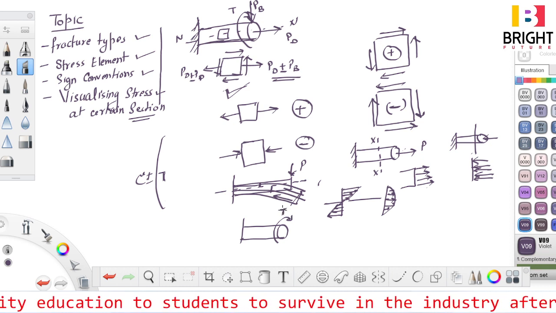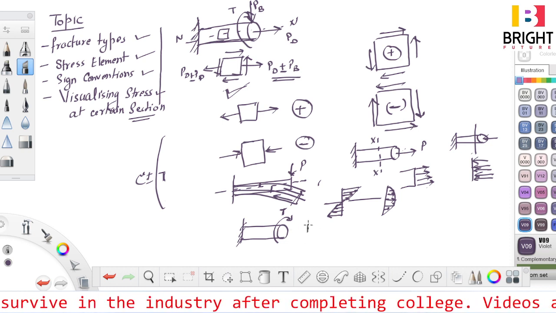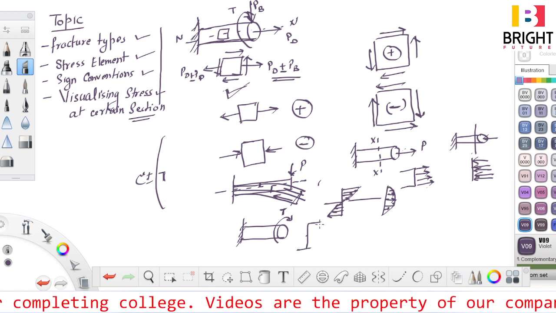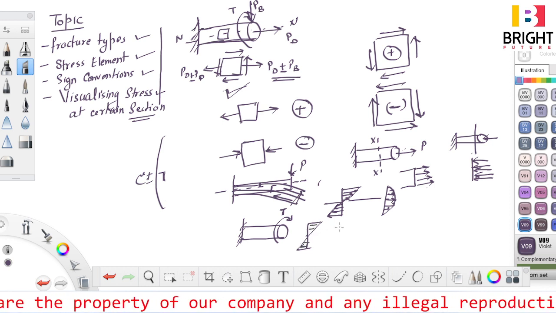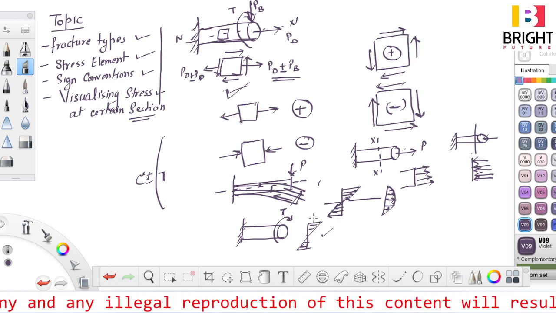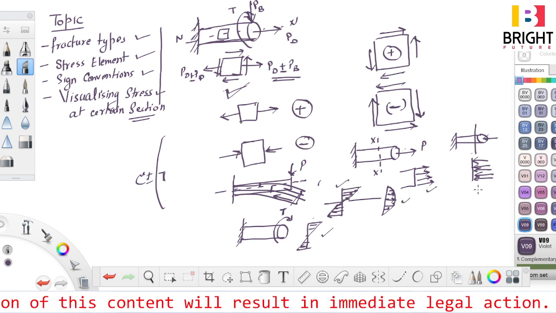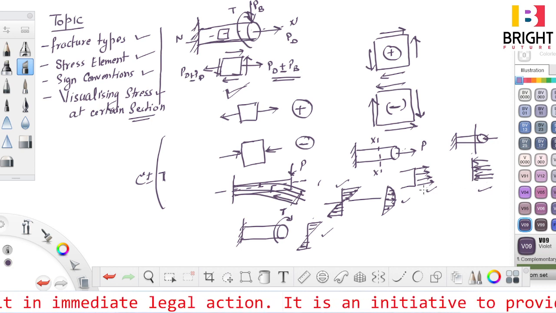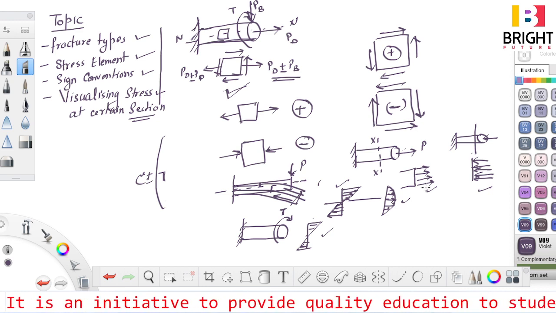However, if I apply torque on my stress element like this, then the stress distribution will be something like this. It will be maximum at the end points and minimum, 0, at the center, like so. This is the stress distribution for torque. This is the shear stress distribution, this is bending stress, this is the shear stress distribution in case of a beam, this is normal tension, this is normal compression. So all these are the ways to visualize the stress distribution in a machine element or in a component under observation.